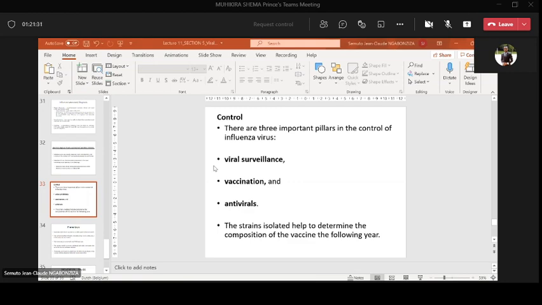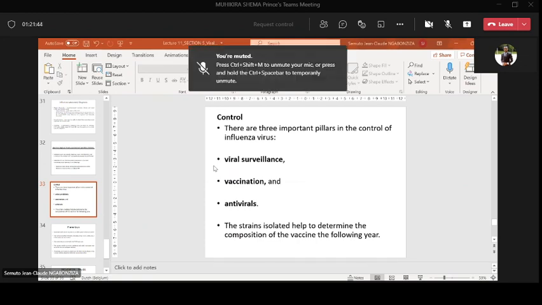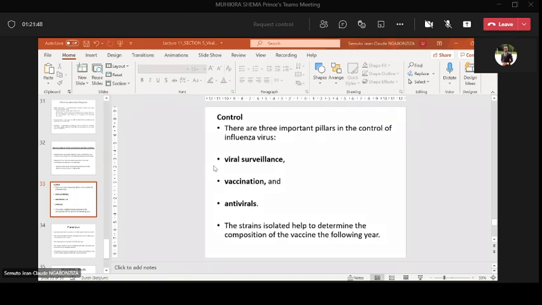Can anyone explain to Christine Bibian how the shift or reassortment takes place? To check whether you understood, those without a question.